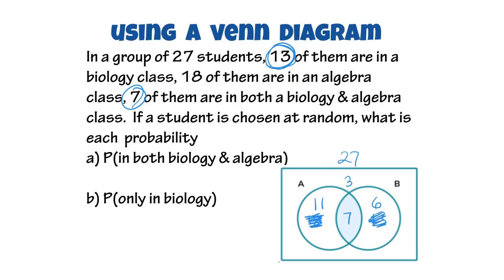So let's do some probabilities. What's the probability a student is in both biology and algebra? Okay, that's 7 students out of our total of 27 students. What's the probability they are only in biology? So they're in the biology circle, but not in the overlap. So that's my 6 out of 27. I should have had an extra question asking about those 3 that aren't in either, but just be aware that there can be some that fall outside of the Venn diagram.